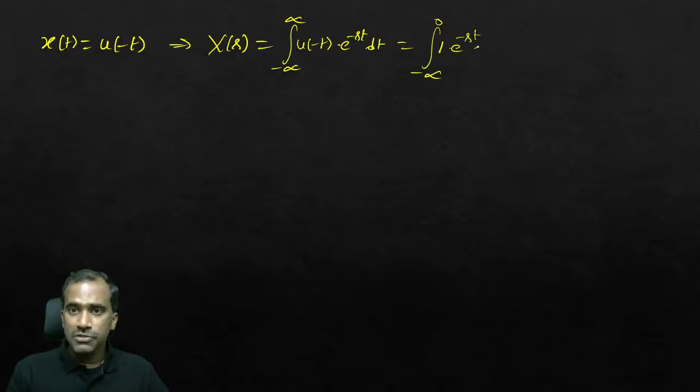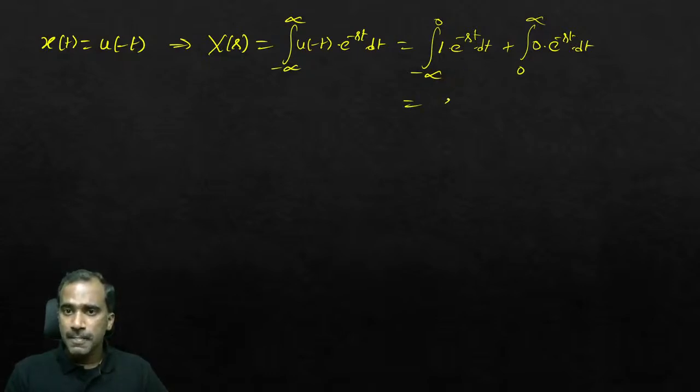And for positive values of time, so I'll divide the limits into two parts: minus infinity to 0 and another from 0 to infinity. For minus infinity to 0 time, the value of this is 1. And for 0 to infinity time, the value of this is 0. Now this part becomes 0.